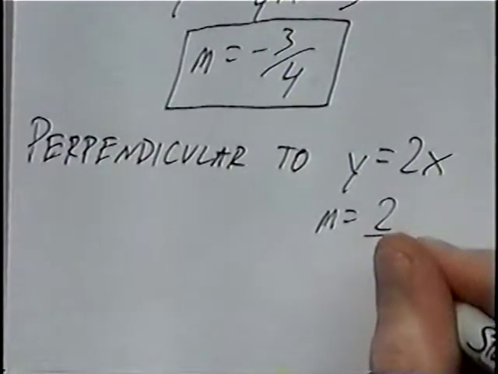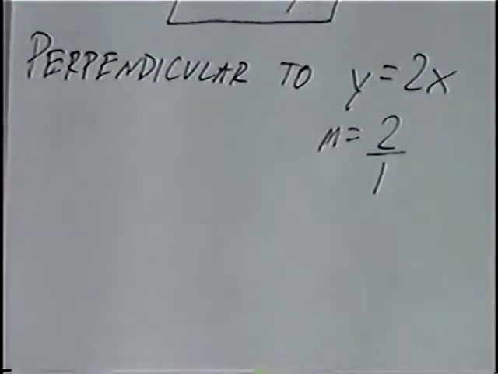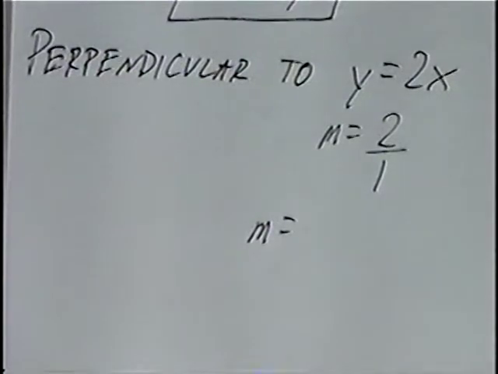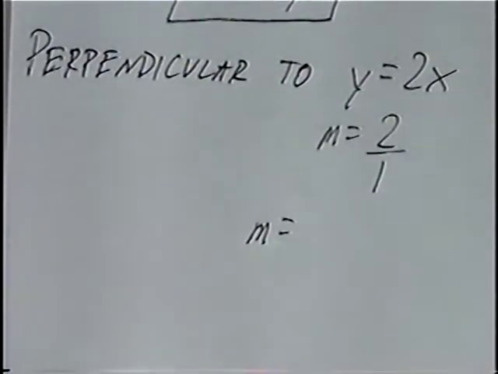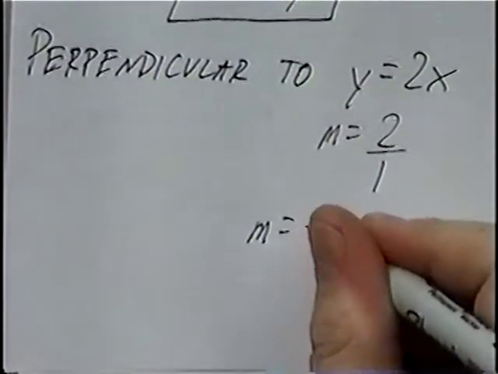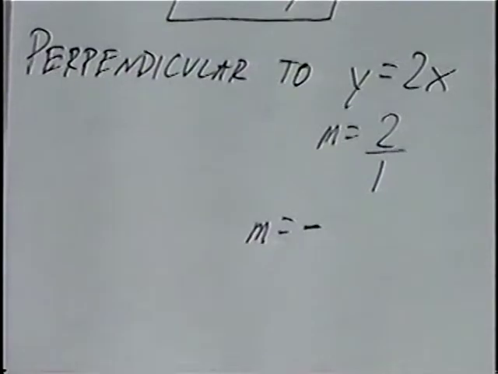The slope we can make a fraction by putting a 1 on the bottom, 2 over 1. And the answer we're looking for, the slope, will be perpendicular or the opposite reciprocal of this number. Opposite means we'll change the sign. If it's positive 2, we'll change it to negative. And reciprocal means we'll take the fraction and flip it upside down.